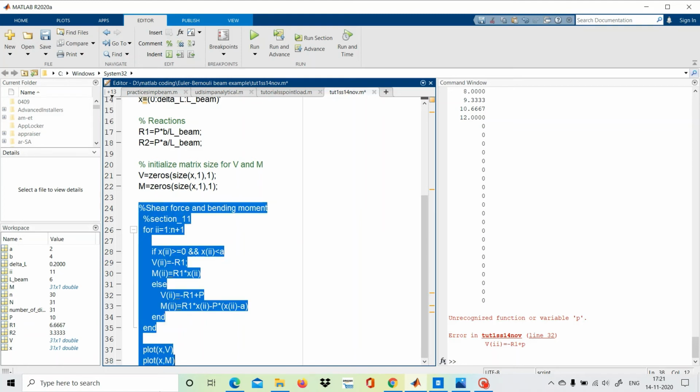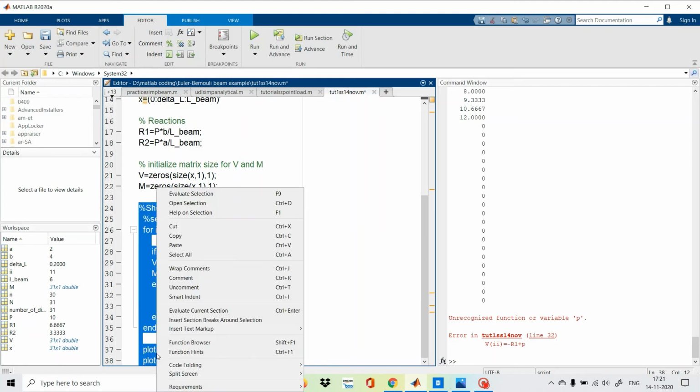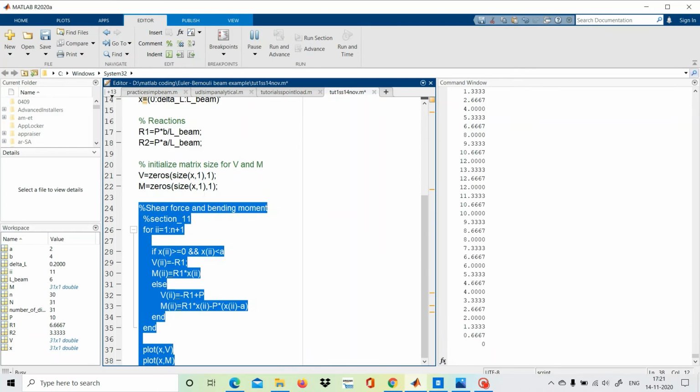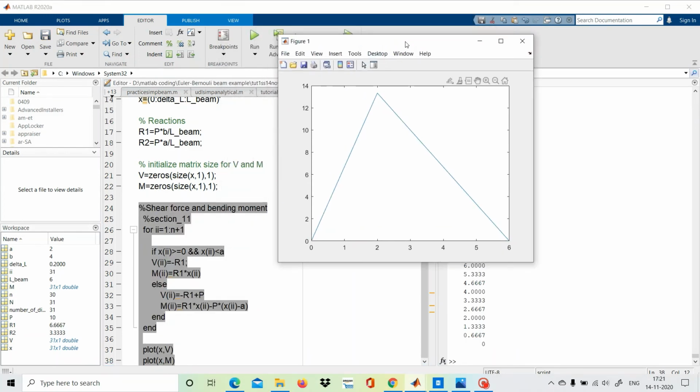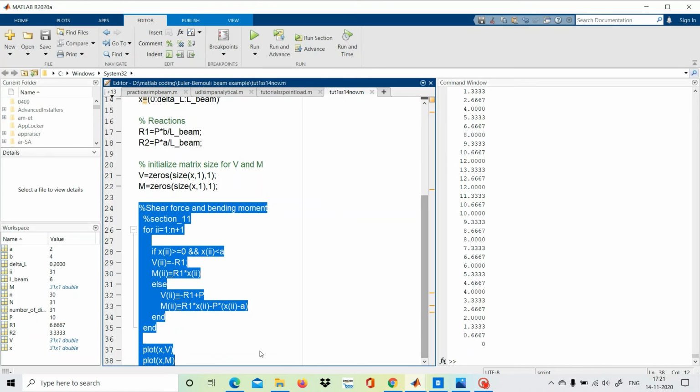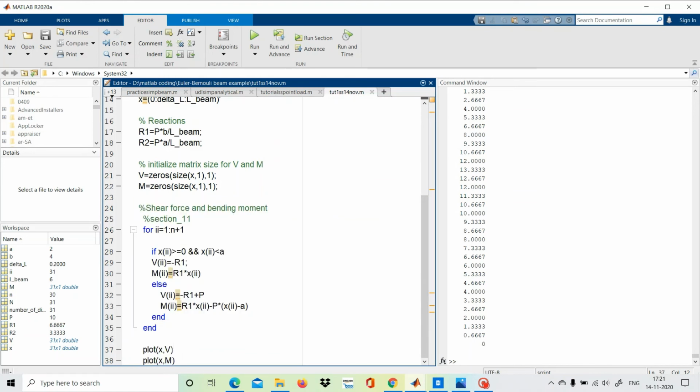So now run again, evaluate. So it has given the bending moment diagram. We have asked also for the shear force diagram. Here we can see x comma v, x comma m. So it is not showing us the shear force but the bending moment diagram. What is the problem with it?